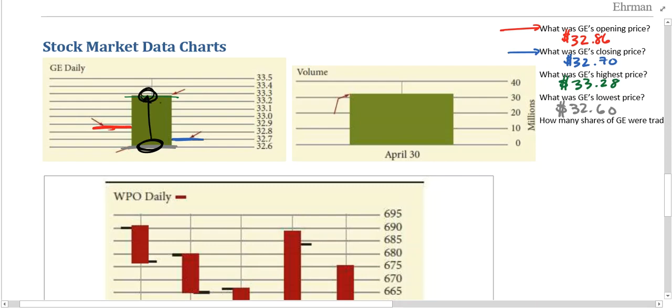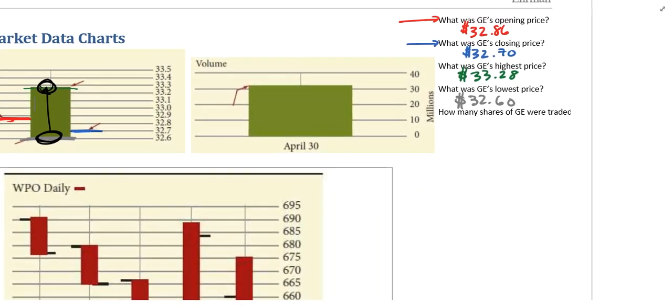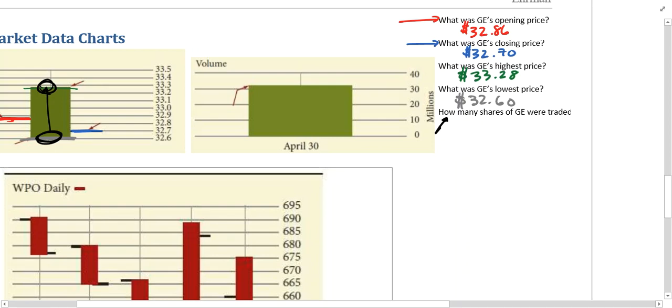But unless you knew exactly when that was going to happen, it would be very difficult to make those purchases and sales at that time. Now, for the last question in this group, we're asking how many shares of GE were traded. And it looks like the bar here for this day is slightly above 30 on its way to 40. So I might call that 31. And if we look at our scale here, that's 31 million shares of GE were traded.